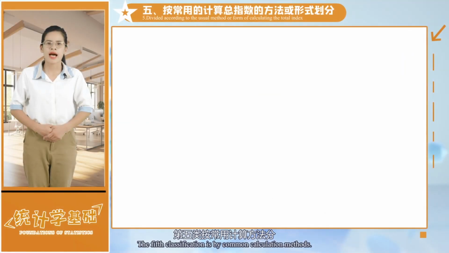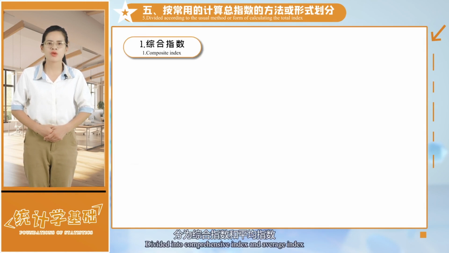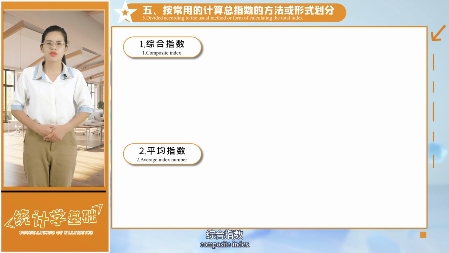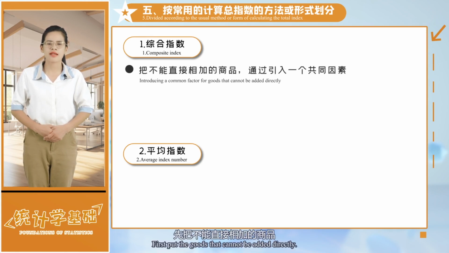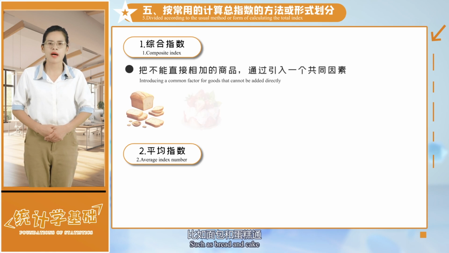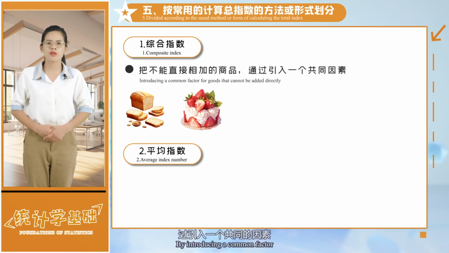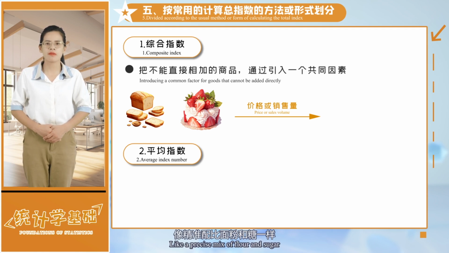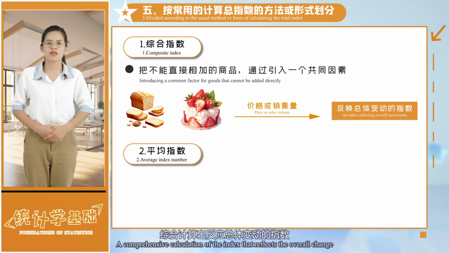The fifth classification is by calculation method, divided into comprehensive index and average index. First, the comprehensive index puts together goods that cannot be added directly, such as bread and cake, by introducing a common factor, usually price or sales, like a precise mix of flour and sugar. It calculates an index that reflects the overall change.